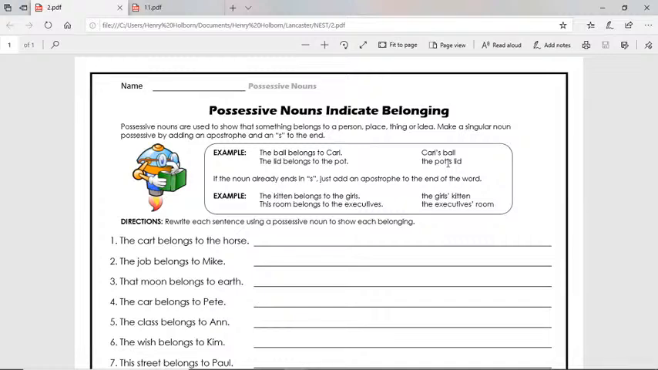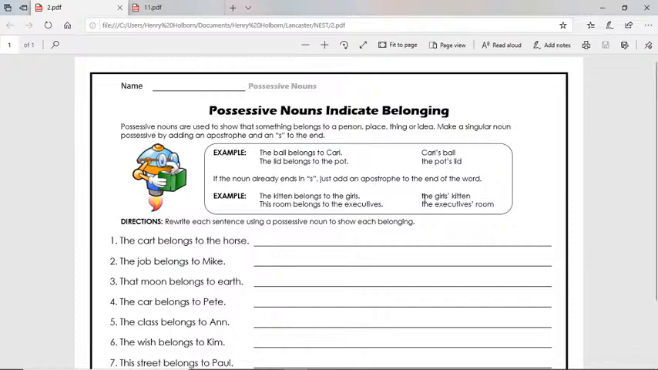So, for example, moving on, we can look at a noun which ends in S. So this becomes slightly more difficult because there's already an S at the end of the noun. So we have to think, how are we going to put another S in? Do we put an S after it? Instead, we'll look at this example. The kitten belongs to the girls, and notice that girls is plural, so there's more than one.